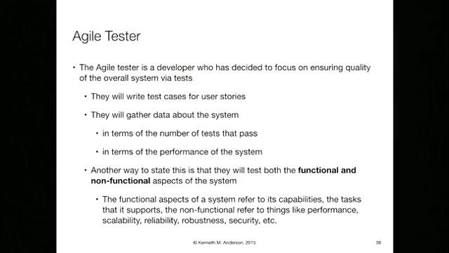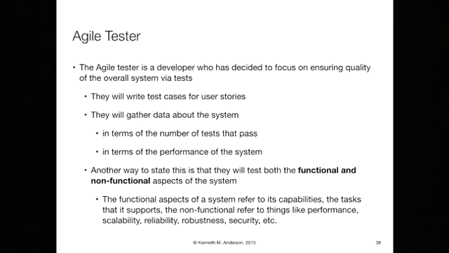The Agile tester is someone who is a developer, but has decided to focus in this context on ensuring the quality of the overall system via tests. So they'll write test cases for user stories. They'll gather data about the system. They will check things like performance. So I'm jumping here to my bullet. They will test both the functional and the non-functional aspects of the system.